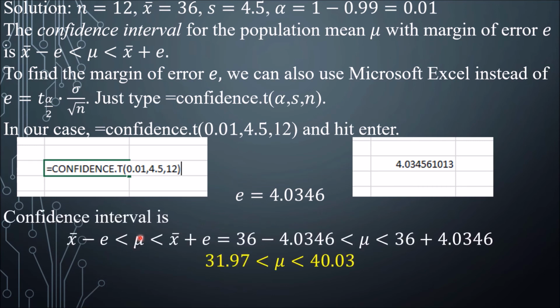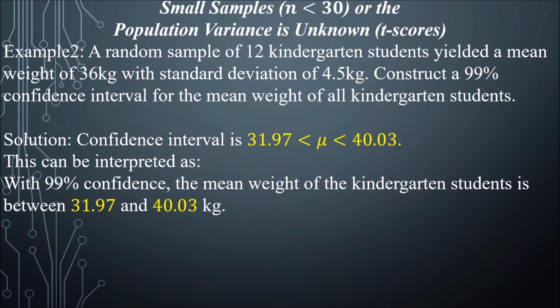Using the formula for the confidence interval, we have 31.97 is less than the population mean is less than 40.03. Now interpreting that, we have with 99% confidence, the mean weight of the kindergarten students is between 31.97 and 40.03 kilograms. So this one here is what we call the confidence interval.